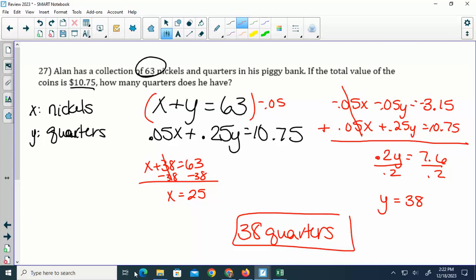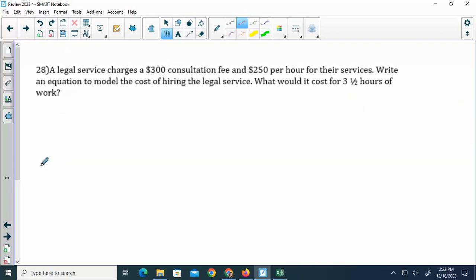The next one is not a system of equations. We have a legal service, charges a $300 consultation fee and $250 per hour for their services. Write an equation to model the cost of hiring the legal service. What kind of line or equation is this? It's linear. What will the 300 and the 250, what are those representing? They're giving us their cost.